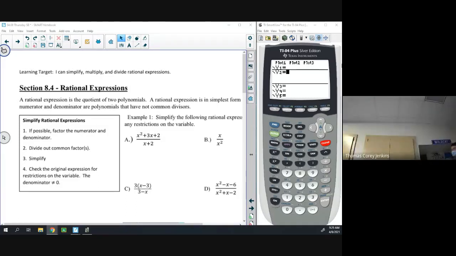All right, guys, so I'm going to talk about section 8.4 today, which is titled Rational Expressions. Learning target is short, sweet, to the point. I can simplify, multiply, and divide rational expressions. As a side note, we focus a lot on restrictions to the variable as well, which has to do with the denominator being 0.